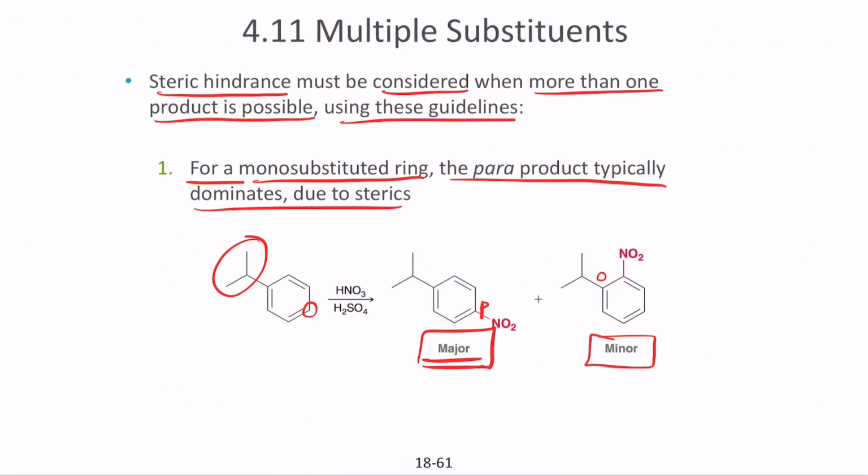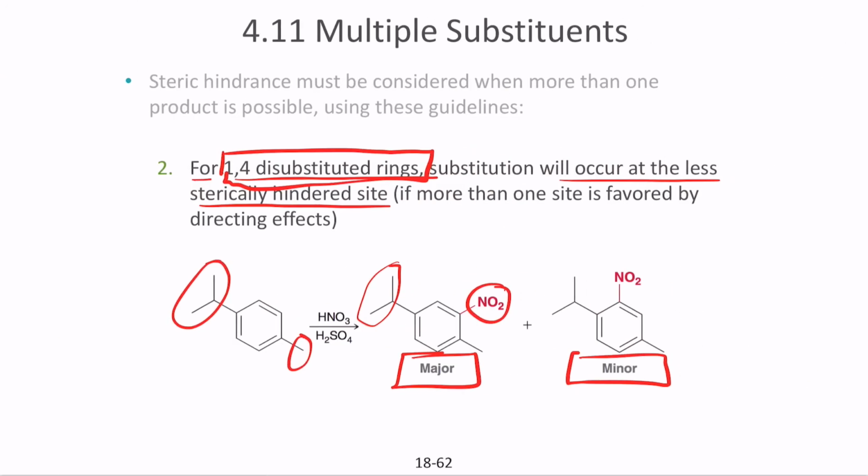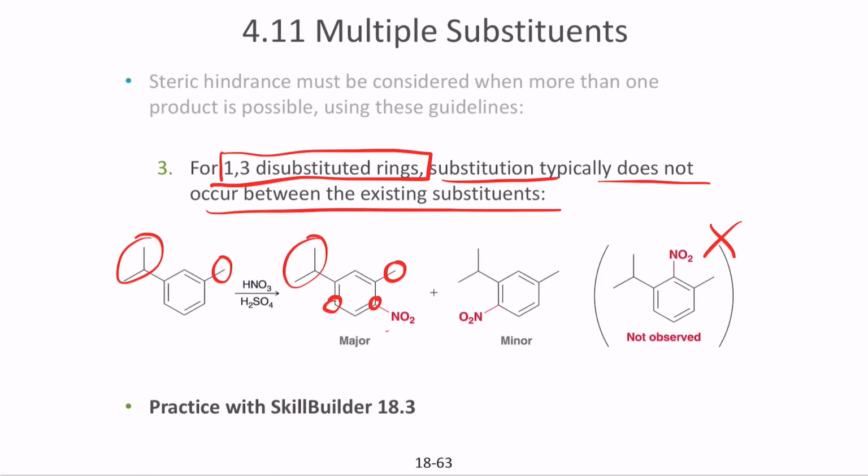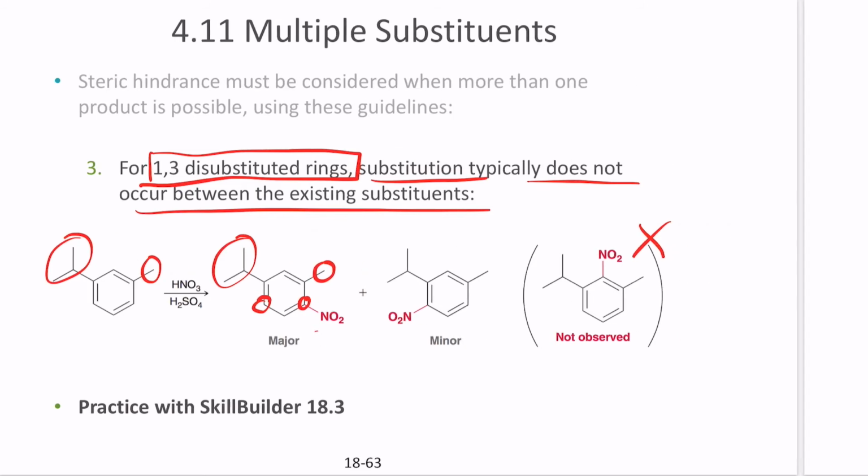Let me review it again. When you have a mono-substituted ring, it chooses para, whichever position is far away from the substituent. If you have a 1,4-disubstituted structure, it always chooses the less sterically hindered side. If it is 1,3-disubstituted, it will not substitute in the middle between the two groups. It would rather come in on the outside of the structure.